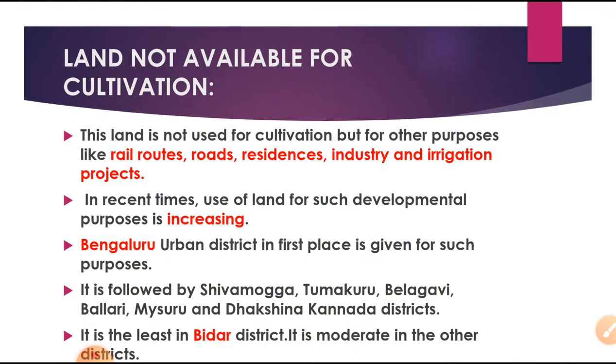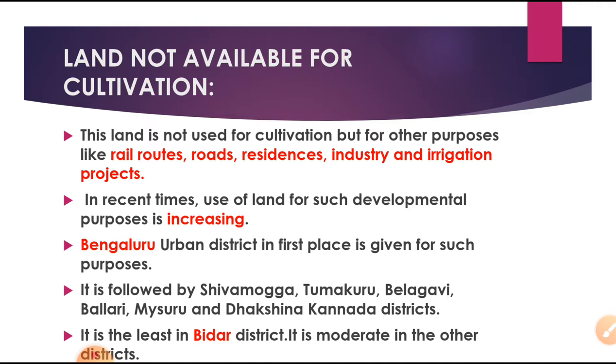Now, let us go to the third type of land utilization, called land not available for cultivation. That means these lands are not used for agriculture purposes. This land is used for non-agriculture works, meaning developmental works like construction of buildings, railways, roadways, residences, industries, irrigation projects, etc. And in recent times, the use of this type of land has increased. Why? Due to urbanization. What is urbanization? The increasing number or size of urban areas. Due to this reason, nowadays this type of land utilization has increased.